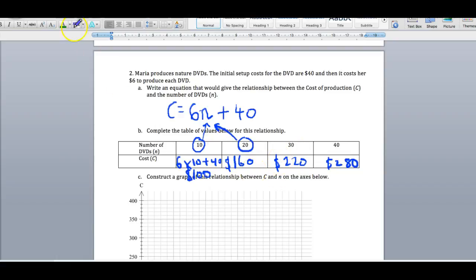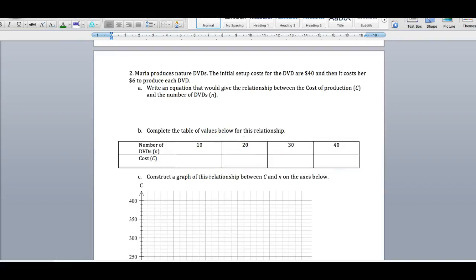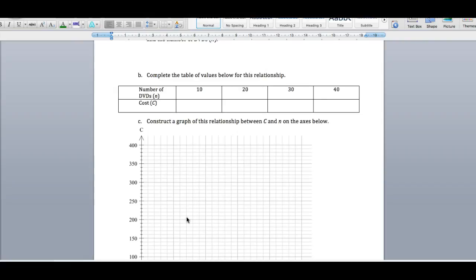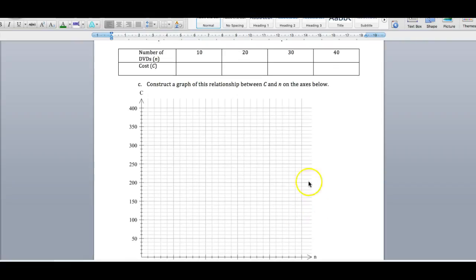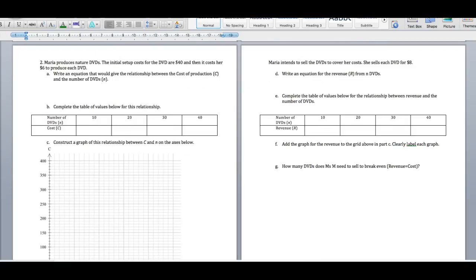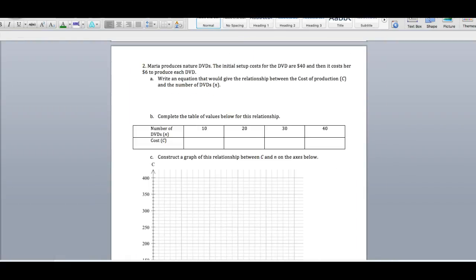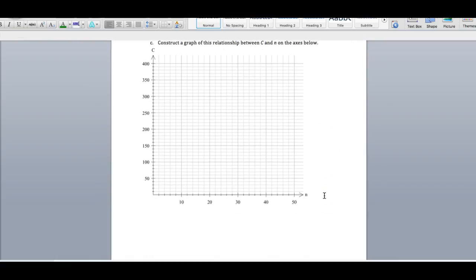All right, so construct a graph. I'm going to have to get rid of this because otherwise we're not going to be able to see the graph. Let's make it smaller too so we can actually see it. Okay, all right, so I'm going to rewrite the equation over here. So C equals 6N plus 40.